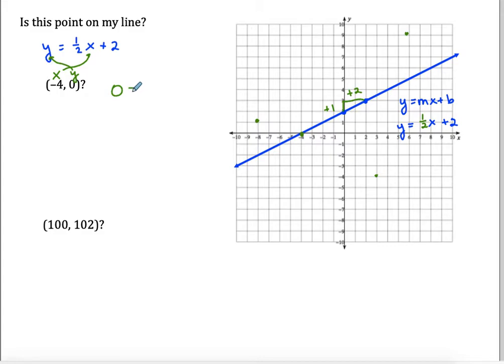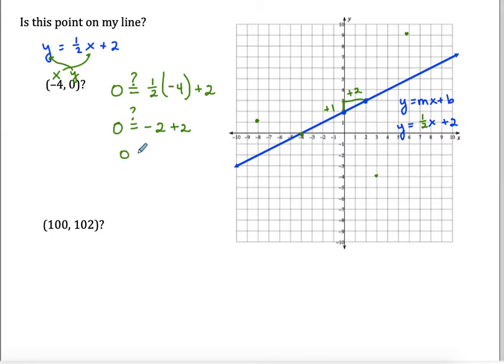So my question that I'm asking is, is 0 equal to 1/2 times x, and x is negative 4, plus 2? So if this equation is true, then whatever I get on the left-hand side should be equal to whatever I get on the right-hand side. So let's just do this arithmetic on the right-hand side and see what value I end up with. So is 0 equal to 1/2 of negative 4? Well, that's negative 2. And negative 2 plus 2 may be equal to 0.